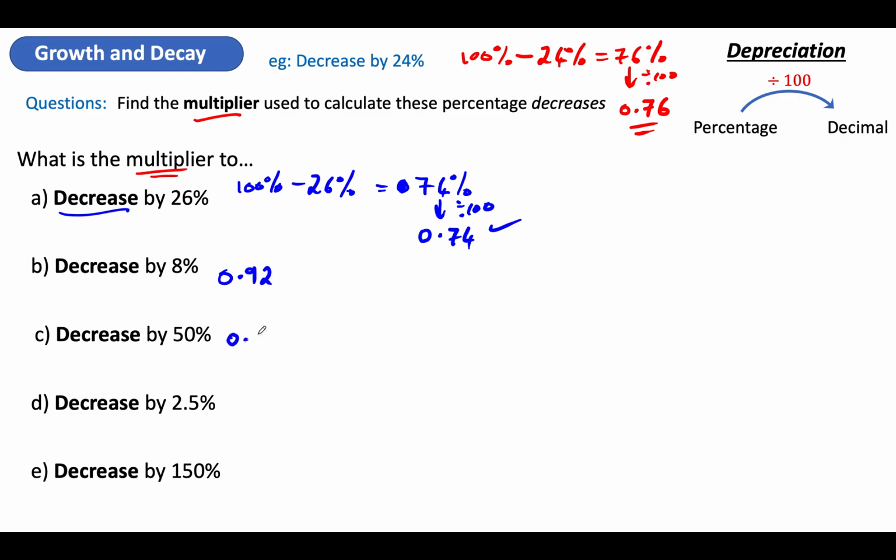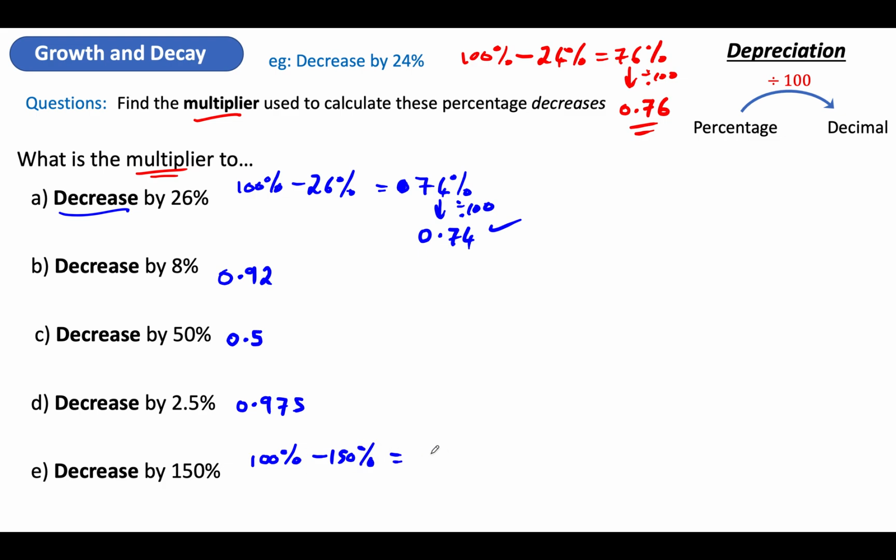Decrease by 50%, well, you'll be left with 50%. So either 0.5 or 0.50, either is fine. Decrease by 2.5%, okay, that would be 0.975. Okay, hope you got that one. And lastly, decrease by 150%. Well, that would be really quite a big decrease. That's a silly one, really. You're unlikely to get this one because you'd be in negatives here. But whatever, we'll do it. If you're asked to do it, we'll do it. Let's take off 150%.